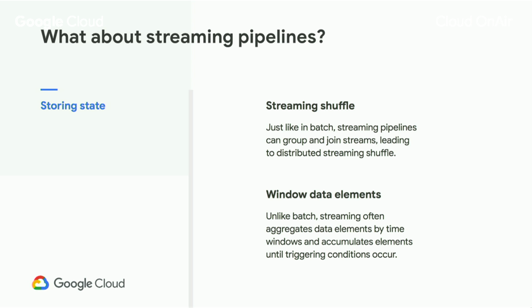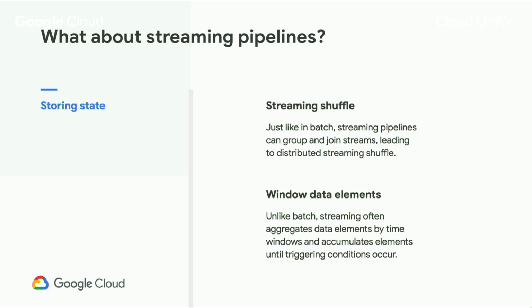The answer is yes. Just like in batch, streaming pipelines can also do groupings and joins. You can group and join streams, or you can group and join streams and static snapshots. And this leads to a need to have a distributed streaming shuffle. Very similar arguments apply here as we just discussed in the batch case. In streaming, there is also another consideration which is very important, and that's the state of your window, time window storage.